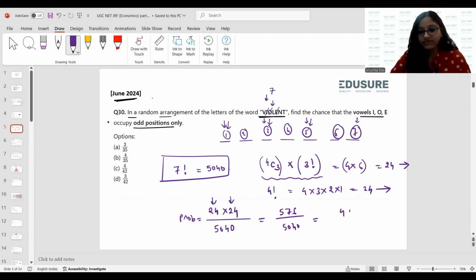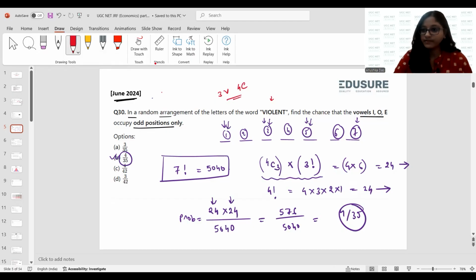So this will come out to be 4 upon 35, right? So 4 upon 35, B will be the right answer for this question. Let me quickly summarize what I have done. In the word vowel, there are 3 vowels and 4 consonants. Altogether, there are 7 letters, and 7 letters can be arranged among themselves in 7 factorial ways, which will give you the denominator.